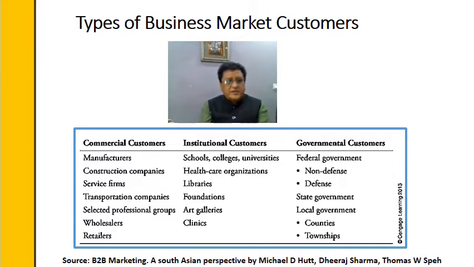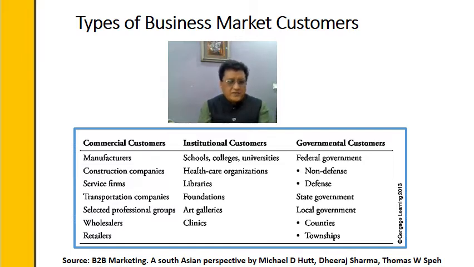Construction companies, service firms, they also need services. Suppose there is a company which is providing consultancy services, and they need services in case of arbitration for some clients. So they may hire an arbitration expert.